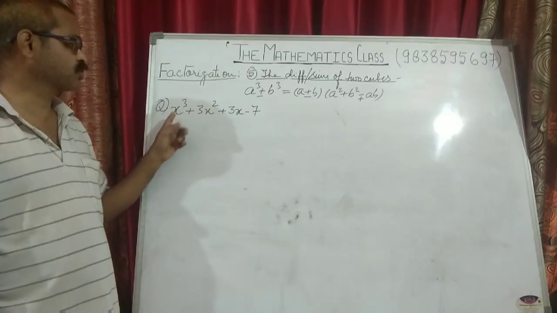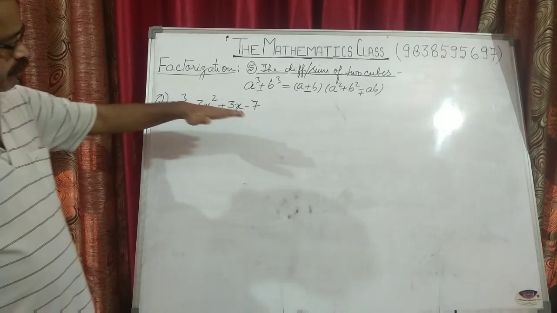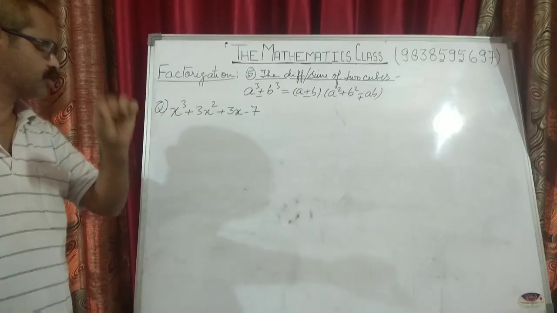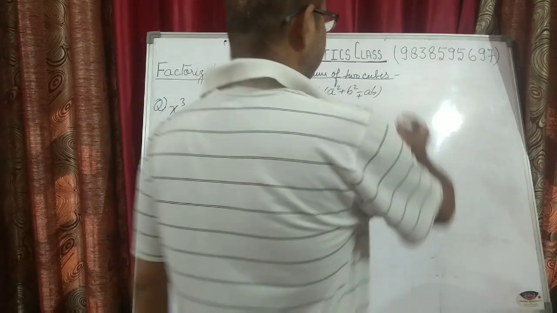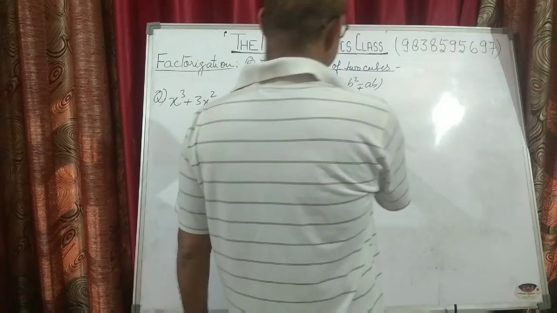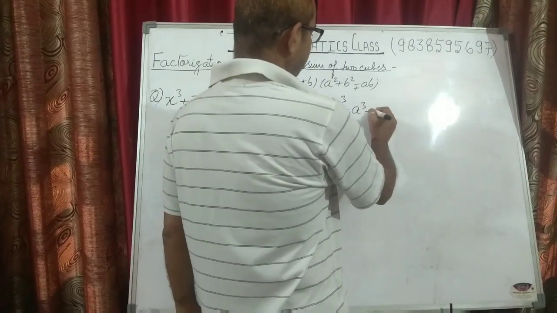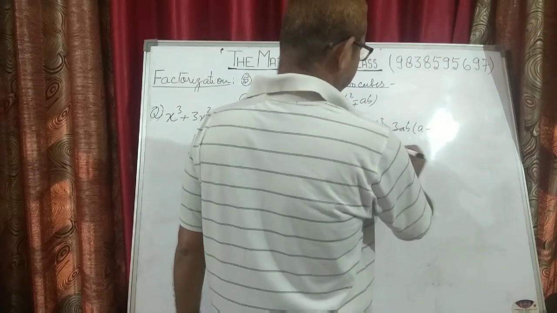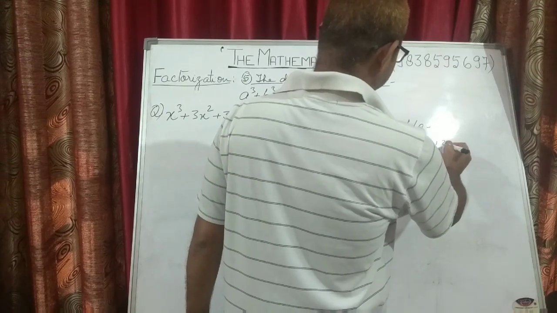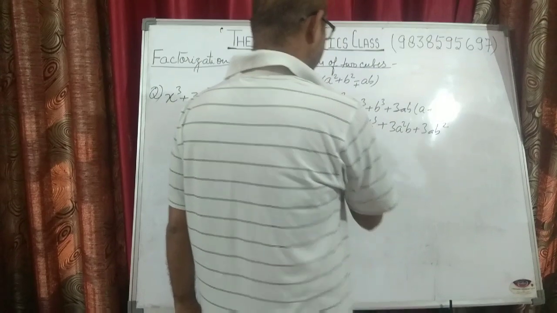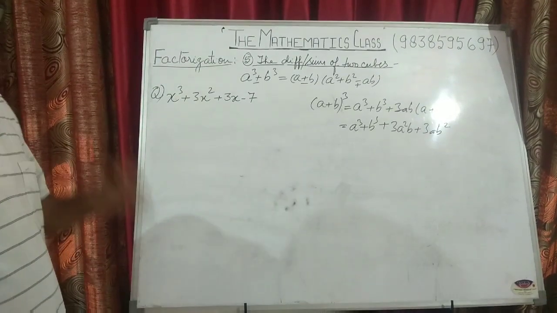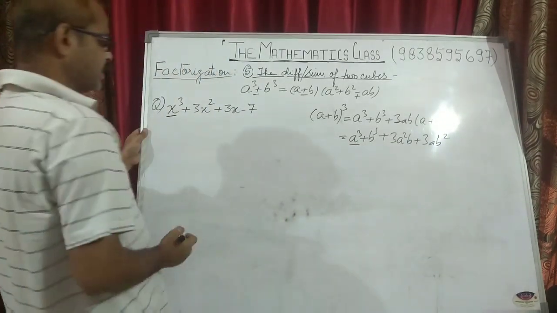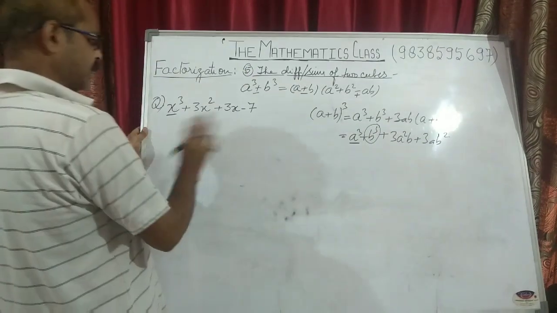Now in this question, I have taken x cube plus 3x square plus 3x minus 7. If you consider this question, it looks something like (a plus b) whole cube or (a minus b) whole cube. If you remember, (a plus b) whole cube is equal to a cube plus b cube plus 3ab bracket (a plus b). When you open these brackets, this can be written as 3a square b plus 3ab square, and here it is a cube plus b cube. So it can be considered as (a plus b) or (a minus b) whole cube. Look, this is a cube, so a cube. Now b cube we are not finding anywhere, leave it.